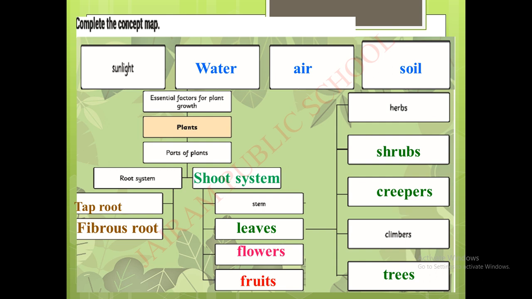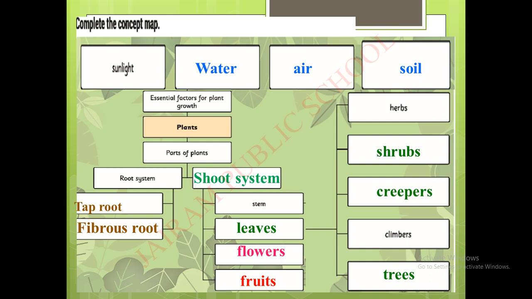Next we saw about the climbers. Climbers also have a weak stem. They cannot grow upright on their own, so these types of plants cannot stand straight. They depend on other structures or plants for support. They grow on other support. Examples are grapevine, pea plant, and money plant.